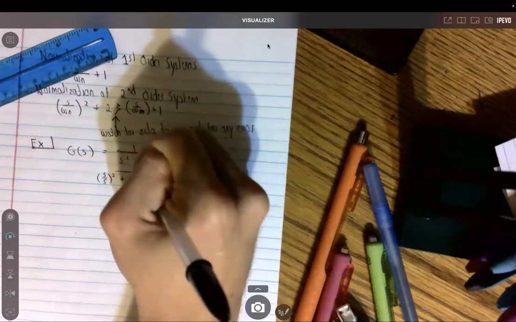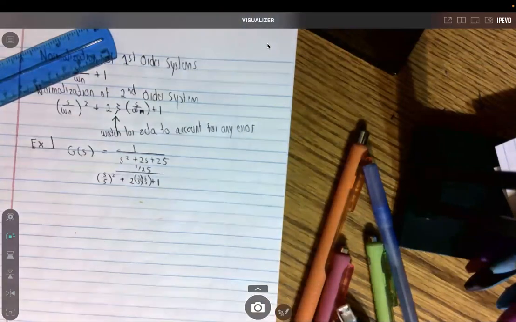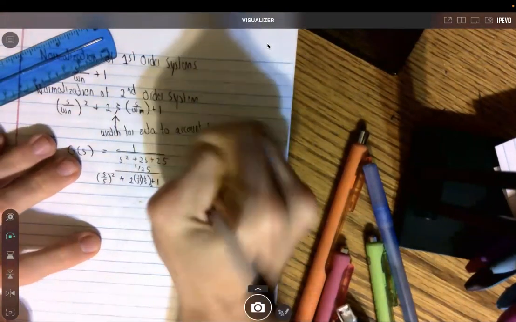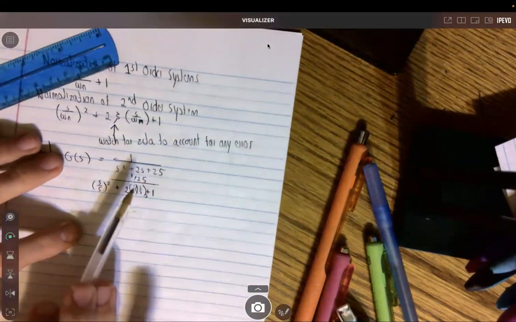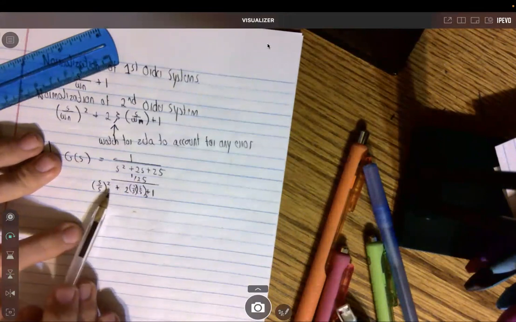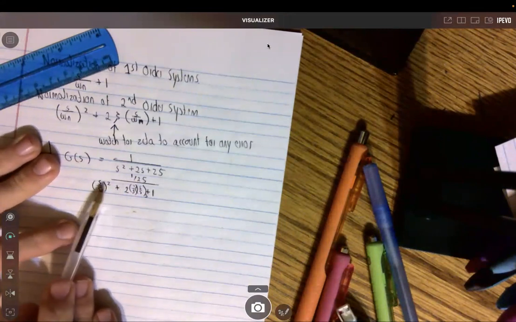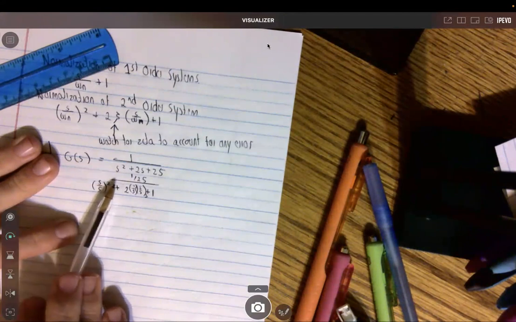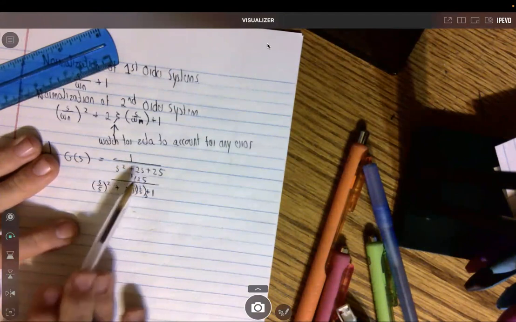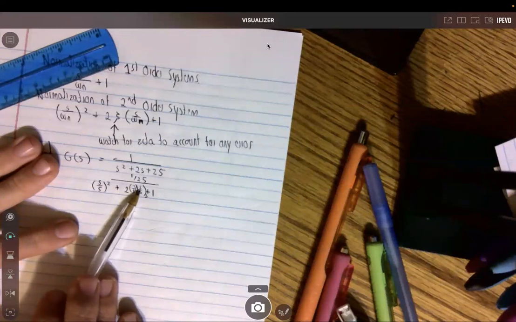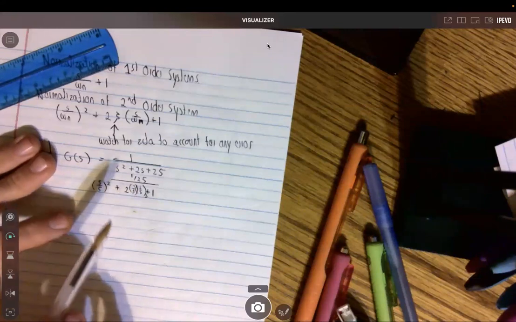So that would give us 2 over 25 times S. Oops, I think my S is lacking. I'm just going to add it right there. So we had to divide everything by 25 in order to normalize to get a +1 here. And then we notice S over 5 squared gives you S squared over 25, which when you divide by 25, S squared over 25, I just factored it out. Then plus 2. And then what is your zeta here? It would be 1 over 5, since your S over omega n is 1 over 5.